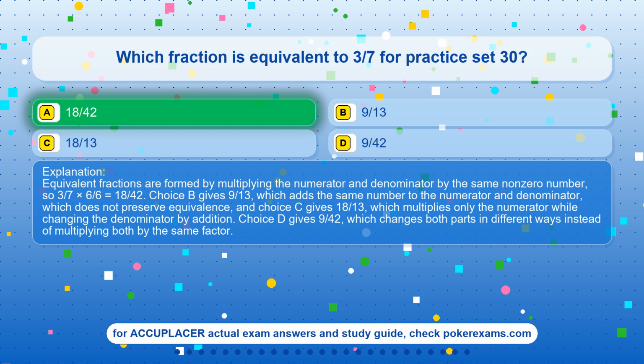18/42. Choice B gives 9/13, which adds the same number to the numerator and denominator, which does not preserve equivalence, and choice C gives 18/13, which multiplies only the numerator while changing the denominator by addition. Choice D gives 9/42, which changes both parts in different ways instead of multiplying both by the same factor.